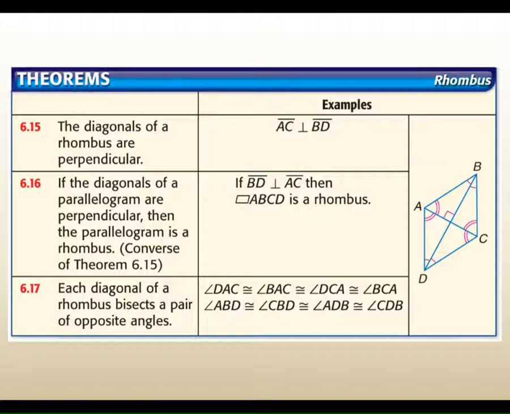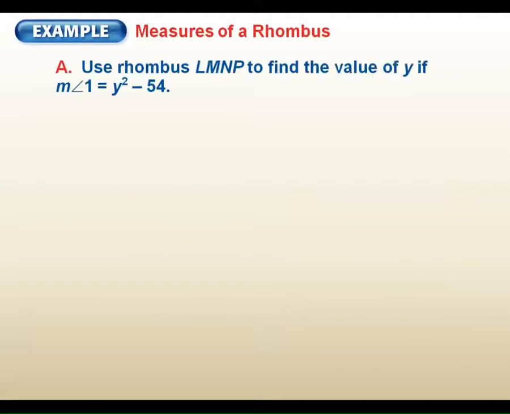In 6.17, each diagonal of a rhombus bisects a pair of opposite angles. So if I tell you this figure is a rhombus, each diagonal bisects these angles. Bisects angle D, bisects angle B, C, and A. So a rhombus has several different properties that you can apply here. It bisects these angles and makes four right angles where they intersect. Again, those are on your postulate sheet, so you don't have to memorize those.